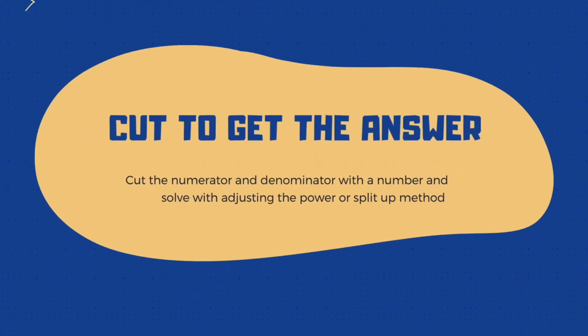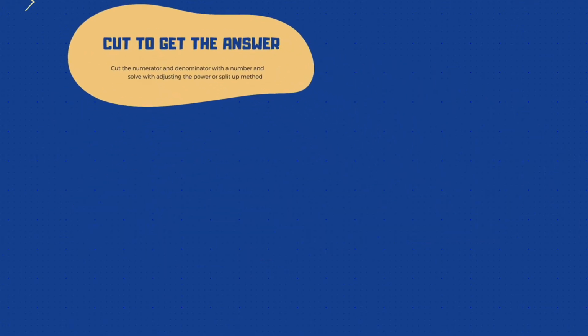So now we move on to the next method of getting remainders, which is cut to get the answer. Cut the numerator and denominator with the number and solve by adjusting the power or split up. Okay, looks confusing? Let's start by understanding this with a problem.